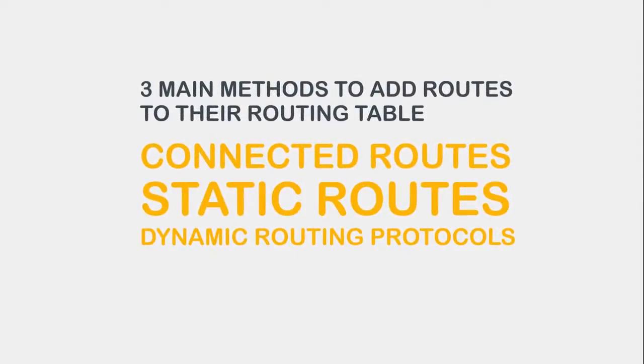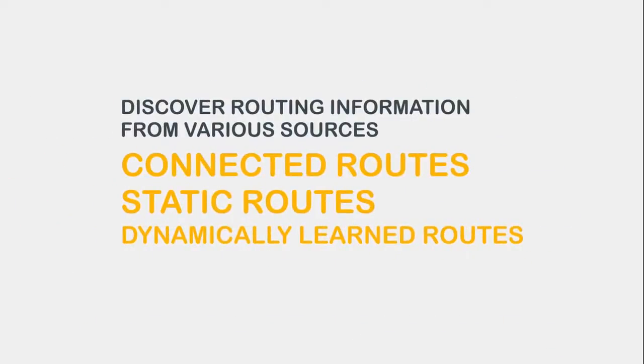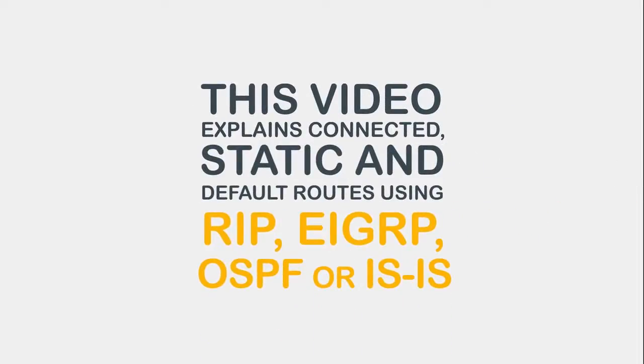Routers use three main methods to add routes to their routing table: connected routes, static routes, and dynamic routing protocols. To build these routes, routers must discover routing information from various sources, including connected routes, static routes, and dynamically learned routes. This video explains connected, static, and default routes using RIP, EIGRP, OSPF, or IS-IS.